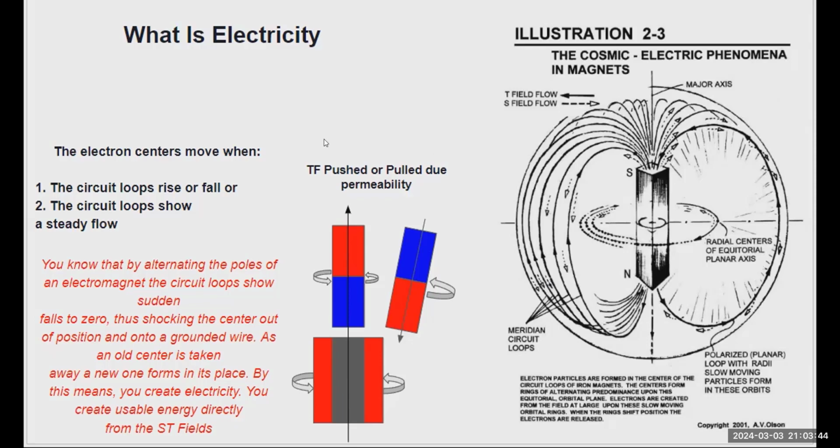Okay, so there are two conditions. We need the circuit loops to rise and fall. We can create this by changing the magnets and creating different flow axially up and down, and radially left and right, or clockwise and counterclockwise. This will shock these centers, which are formed in the middle of each circuit loop, and will release, in a sense, electrons in that way. So you can see here, electron particles are formed in the center of the circuit loops of iron magnets.